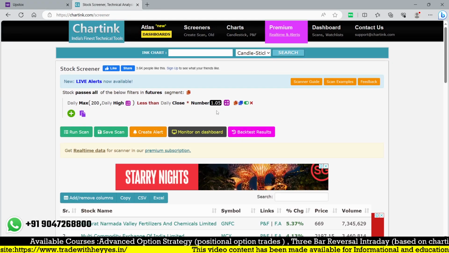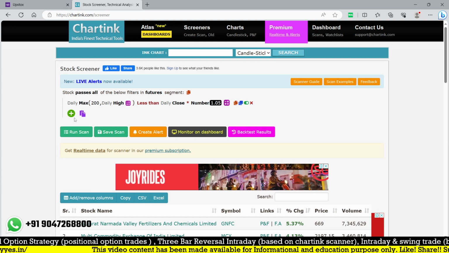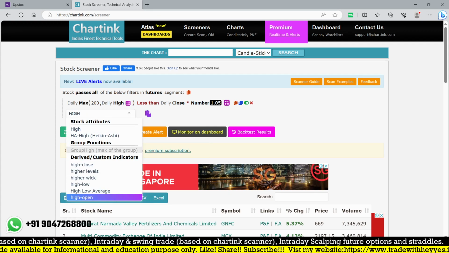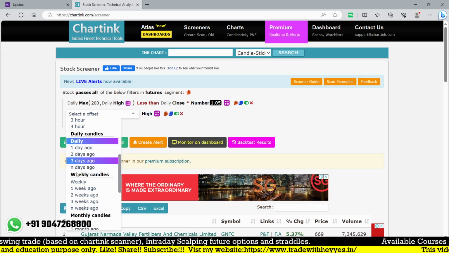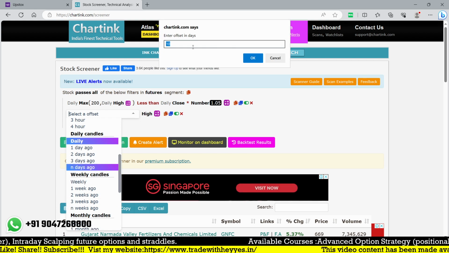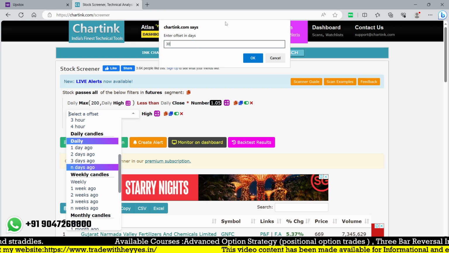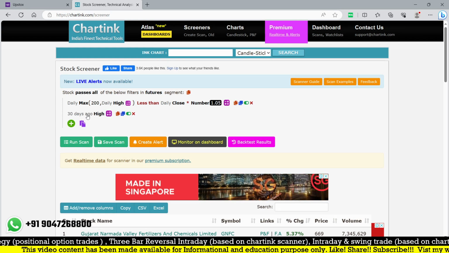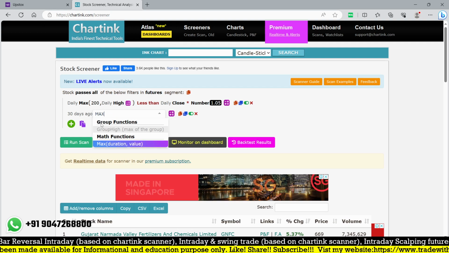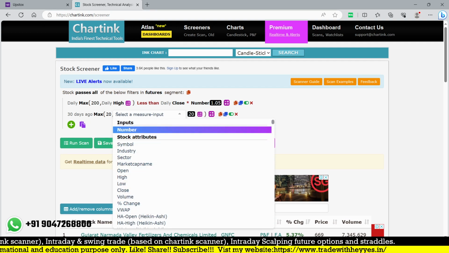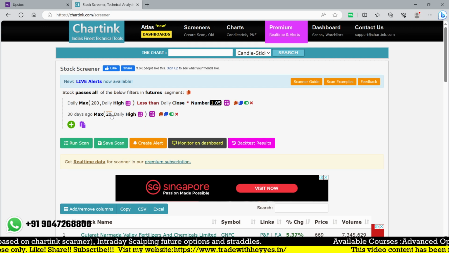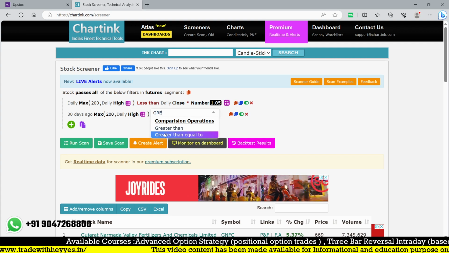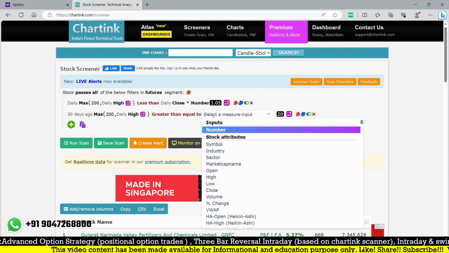This is the first condition, and the second one is the maximum of the high, or the 30 days ago high. So simply we can filter out the highest level from the last 30 days. We are taking 1 month, the 30 days ago high. Instead of maximum high, we can use it. The maximum high around 200 days must be greater than or equal to the maximum of 30 days. Right?